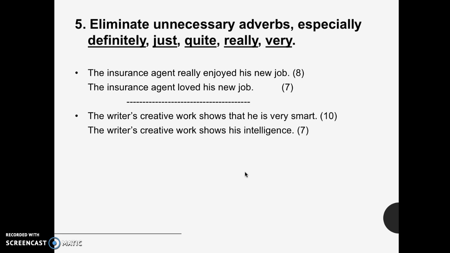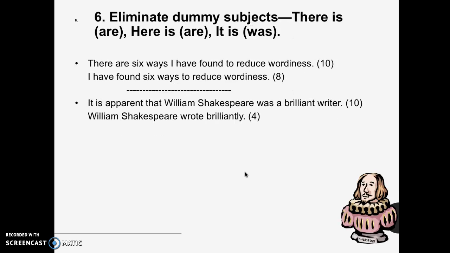The second example, very smart, and instead we use the word intelligence. So it's kind of tightening your style, getting more precise word choice, and then it also eliminates wordiness at the same time. And number 6 are these dummy subjects, like there is, there are, here is, here are, it was, it is. Really, you can just eliminate those altogether and just start the sentence without them.